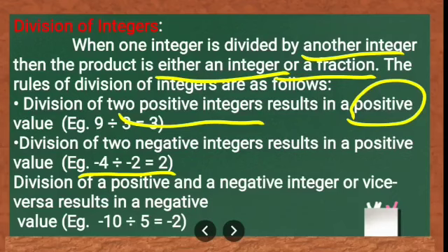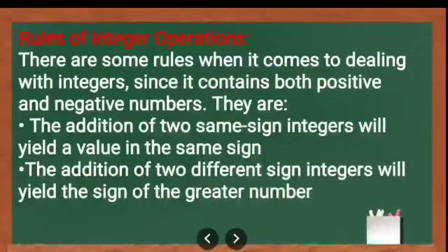And the third one is division of a positive and a negative integer, or vice versa, results in a negative value. As told in multiplication, if the integers have different signs, then the answer will carry the negative sign. So these are the basic rules and regulations which you have to follow while doing operations on integers.